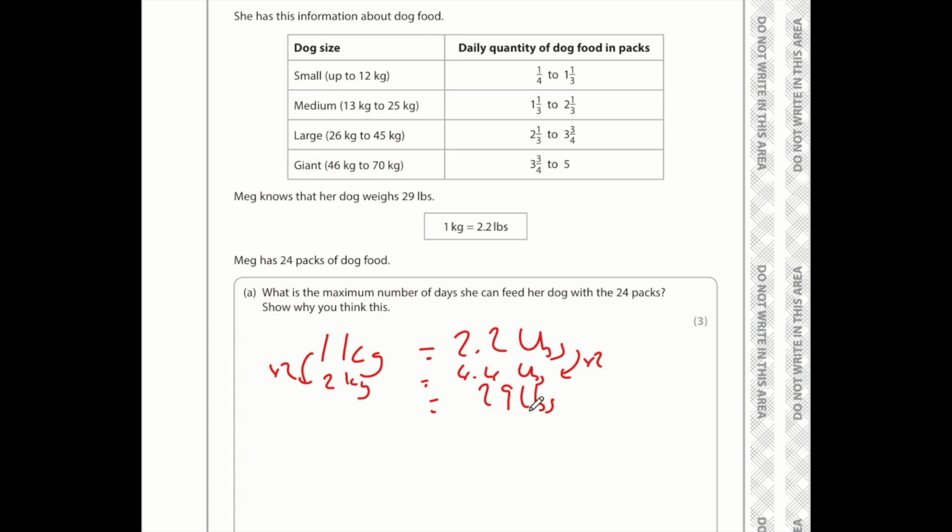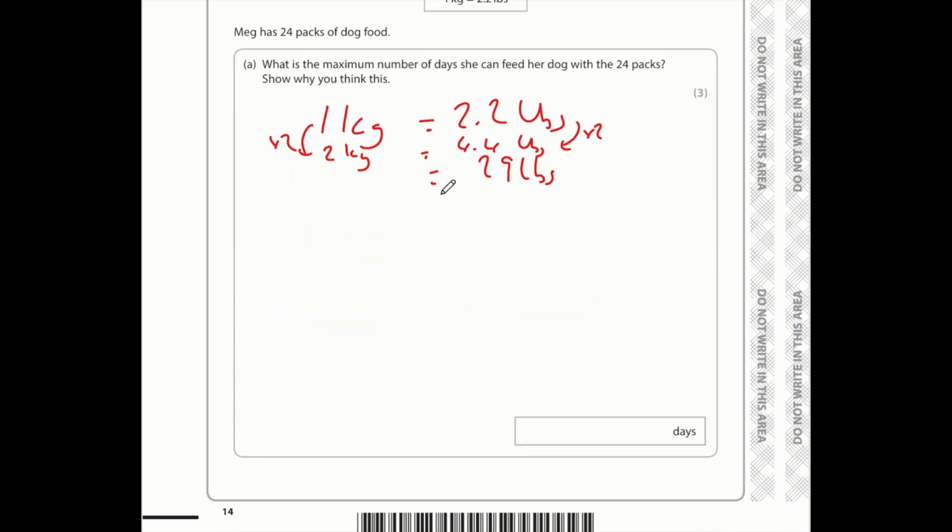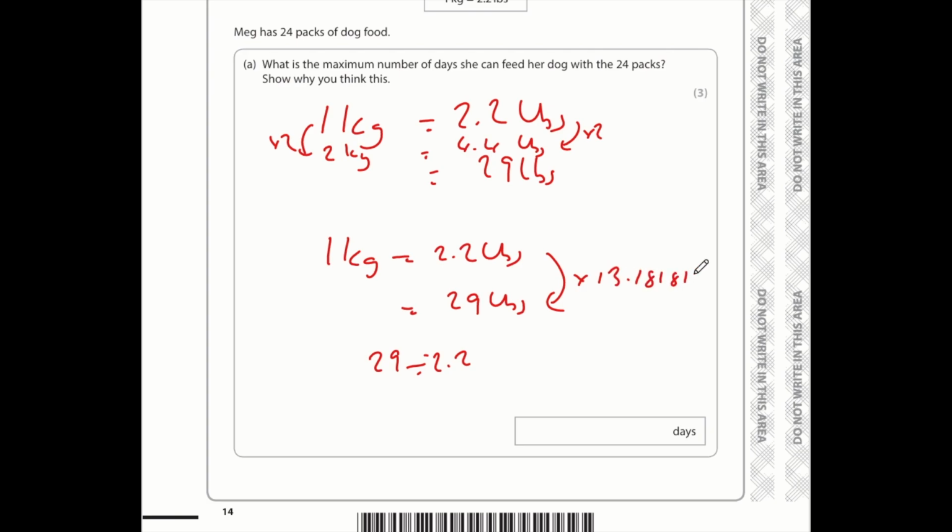So what we need to do is think, well, how am I getting from, let me just write this again because it's a little bit scruffy now. So 1 kilo is 2.2 pounds. So what do you multiply 2.2 by to turn it into a 29? Well, the answer to that is, what is 29 divided by 2.2? And 29 divided by 2.2 is not a very nice number, we're multiplying by 13.181818. So we need to multiply this side also by 13.181818, which will be 13.1818 kilos. So this is the weight of the dog in kilos.